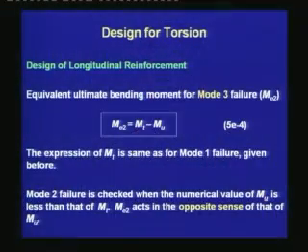The equivalent ultimate bending moment for mode 3 failure is denoted as ME2 in the code. ME2 is equal to MT minus MU. The expression of MT is same as for mode 1 failure given before, and this mode of failure is checked when the numerical value of mu is less than that of MT. ME2 acts in the opposite sense of that of mu. Just to summarize, the third mode of failure is checked when the numerical value of mu, the flexural moment, is less than the equivalent moment due to torsion, which is denoted as MT.